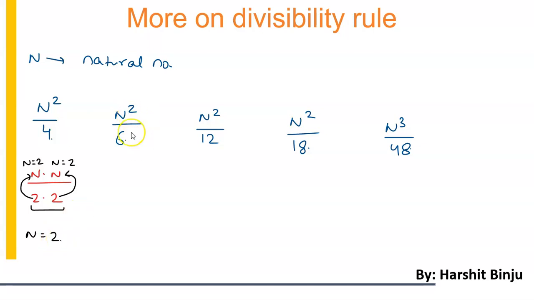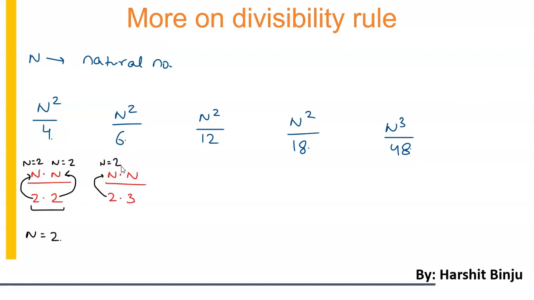When you go for n square divided by 6, then I can rewrite this as n into n divided by 2 into 3. Right, I have prime factorized 6 and I have also written n square as n into n. Now, what I'll be doing is, I'll give this 2 to this n, thereby making this n equal to 2.